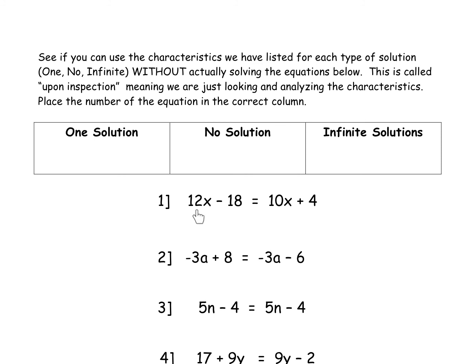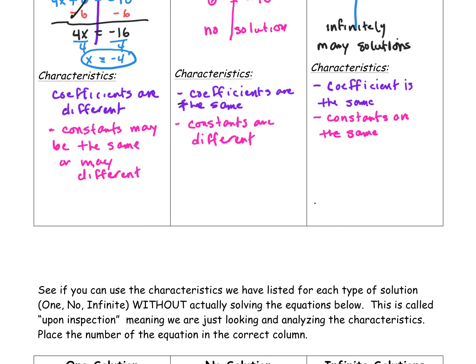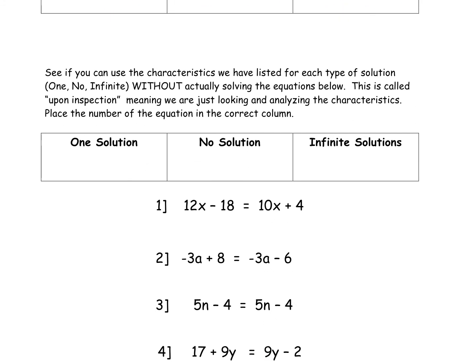This is what it looks like. I'm going to start with the term that has x in it. Are the coefficients the same or are they different? Well, they're different. If I look back at the characteristics, the only one that says the coefficients are different is one solution. The other two have the coefficients being the same. So now I automatically know, without going further, that because the coefficients are different, equation number 1 has one solution. So I'm going to write that equation number 1 has one solution.